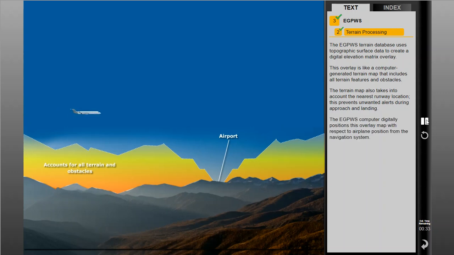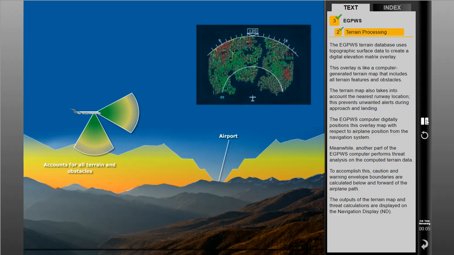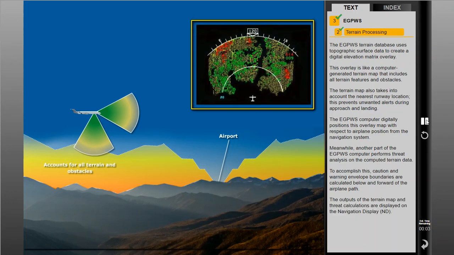The eGPWS computer digitally positions this overlay map with respect to airplane position from the navigation system. Meanwhile, another part of the eGPWS computer performs threat analysis on the computed terrain data. To accomplish this, caution and warning envelope boundaries are calculated below and forward of the airplane path. The outputs of the terrain map and threat calculations are displayed on the navigation display, or ND.